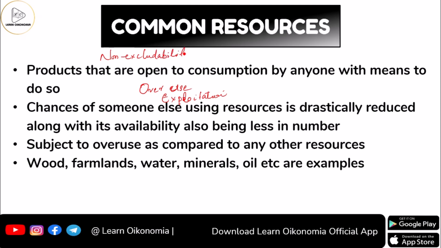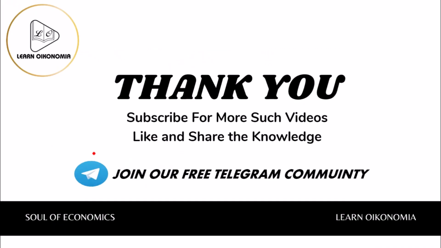So you consider that these goods have a non-excludability feature, but when it comes to rivalry and non-rivalry, this good is purely rival because it creates competition. For example, water, minerals, oil, wood and farmlands are all examples of this. Forest resources and common property resources are all examples of common resources which are non-excludable and rival. That's all regarding these characteristic features and the classification of goods.